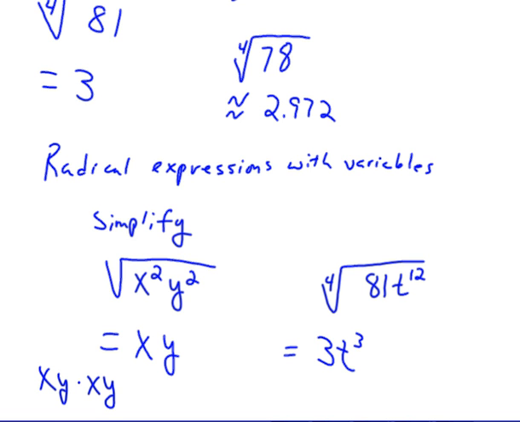Now, this is not a coincidence. What's 12 divided by 4? 3. Does that happen every time? It does. The reason it happens is that if I'm doing square roots and I have x squared, and I take the square root of x squared, what's that? x. 2 divided by 2 is 1.